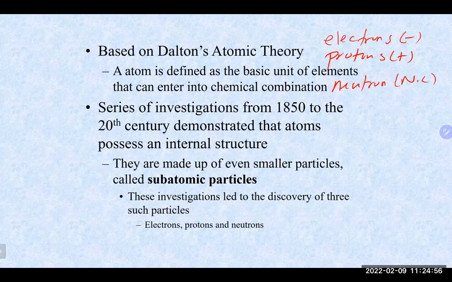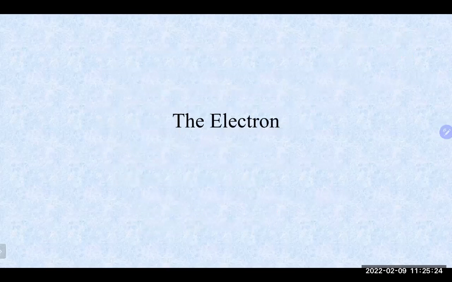Now, the discovery of these revolved around the discovery of other particles, but a lot of it started with the understanding of electrons, the properties of electrons, and from that, the discovery of protons. And not until the 1930s did the discovery of the neutron come about. So let's talk about some of these experiments. We're going to start with the electron.